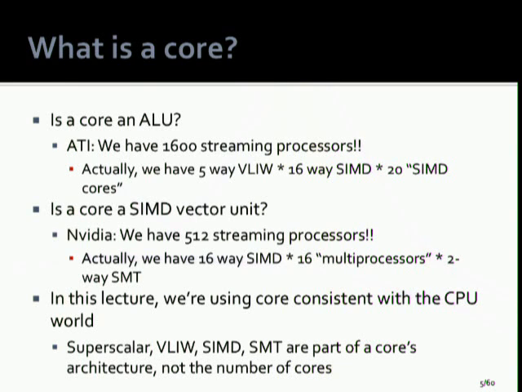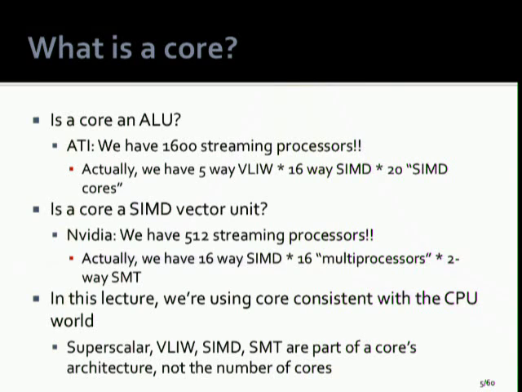Well, it turns out that the way they get at that number is that they have 20 SIMD cores, and each of those is 16-way SIMD, and each of those SIMD lanes is actually 5-way VLIW, so you multiply it all out, and you get to 1,600. So that's one way of looking at it. NVIDIA will tell you that their GF110 chip has 512 CUDA cores, which actually means they have 16-way SIMD times 16 multiprocessors, as they call them, and then times two-way multi-threading.